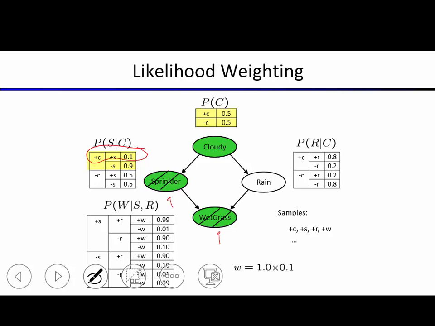Then we move on to rain. Rain is unobserved, so we actually sample it based on whatever its parent values are, in this case plus C. We sample, and it happens to come out as plus R.